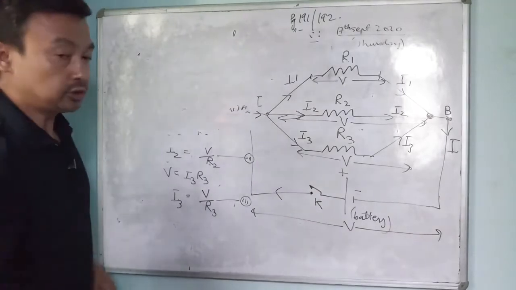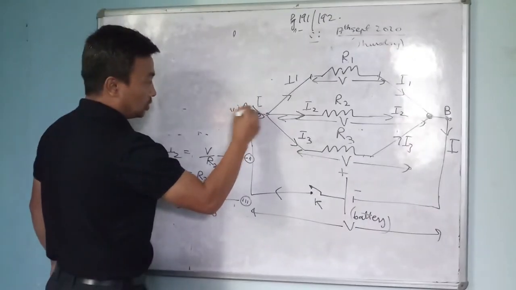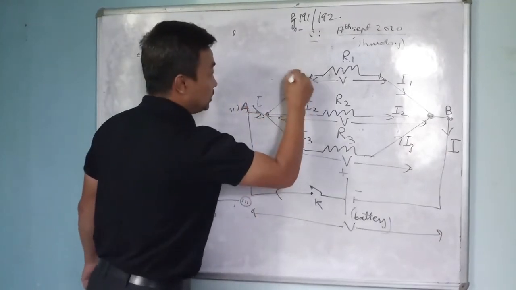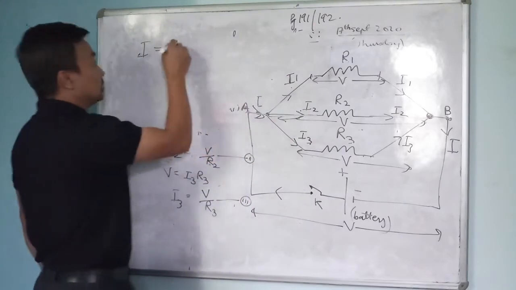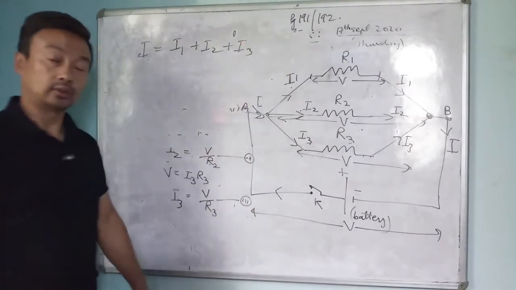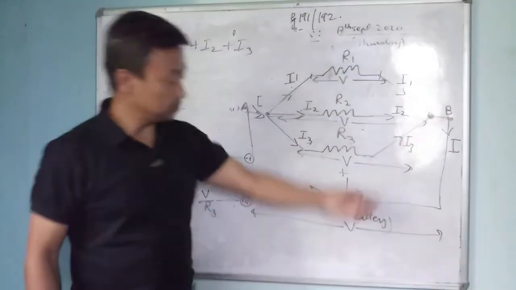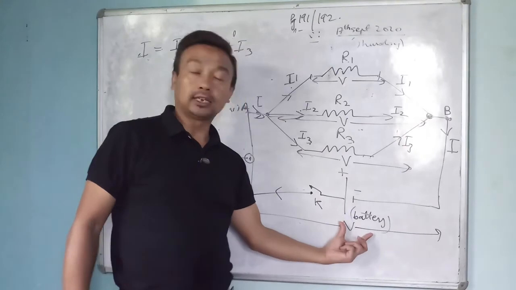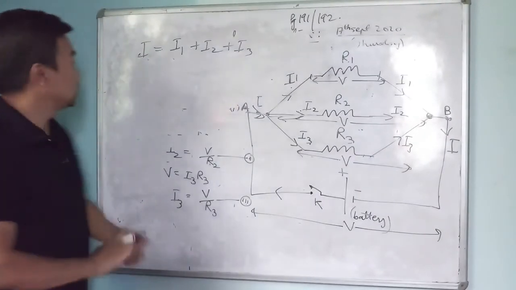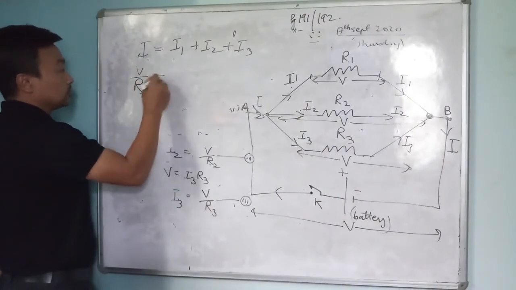If you look at this, the current here is splitting up into three currents, so it will be the sum I1 plus I2 plus I3. Now this I is the current for the entire circuit, and the potential difference for the entire circuit is V, and we have also taken the equivalent resistance. So what will be the formula here? V upon RP, like this.